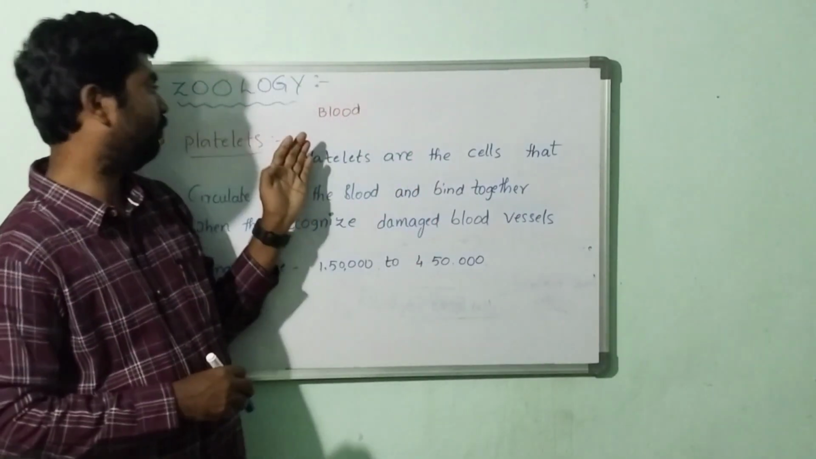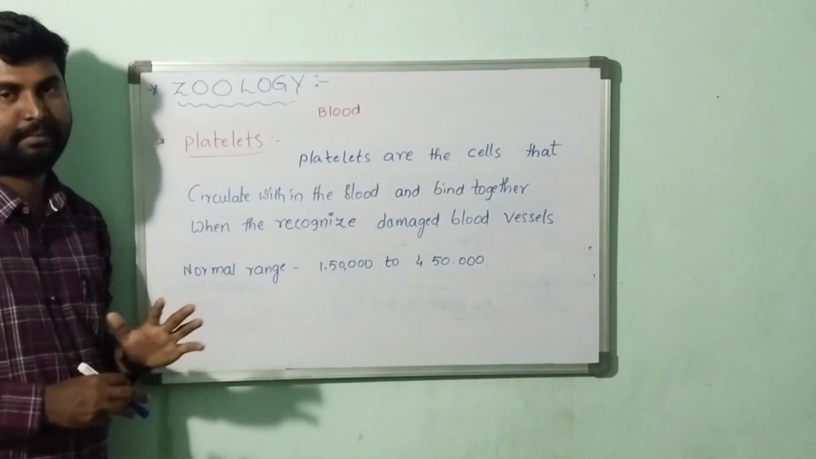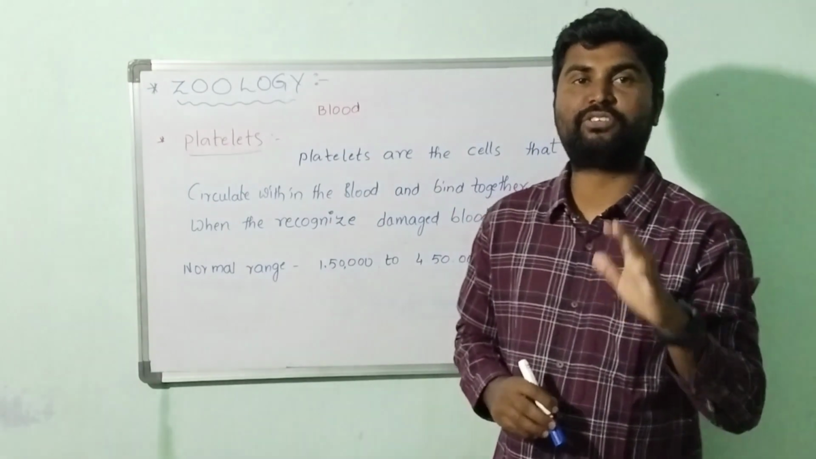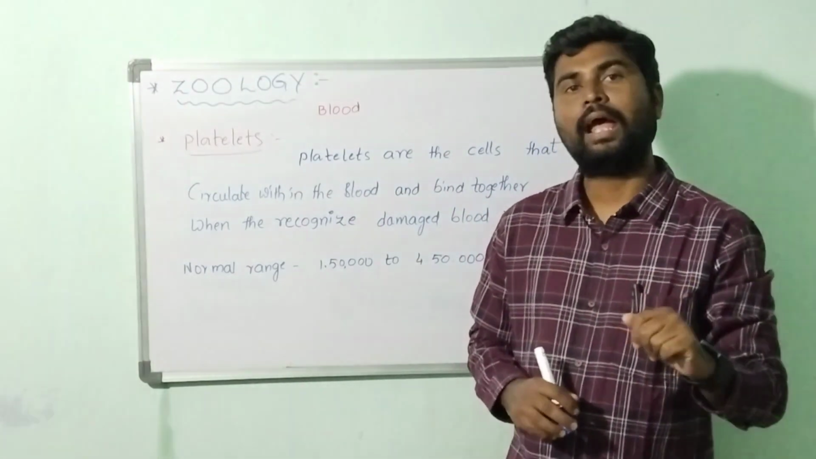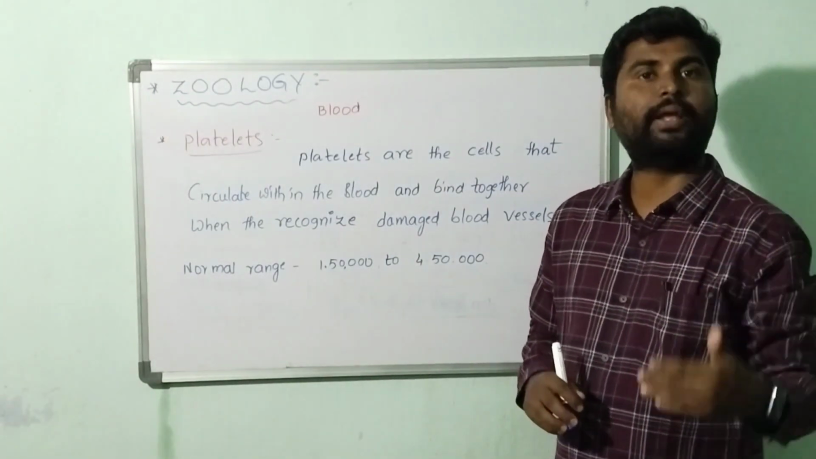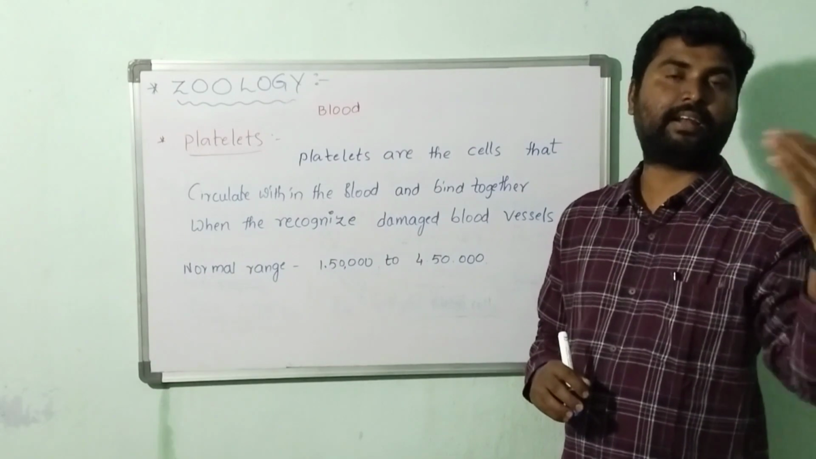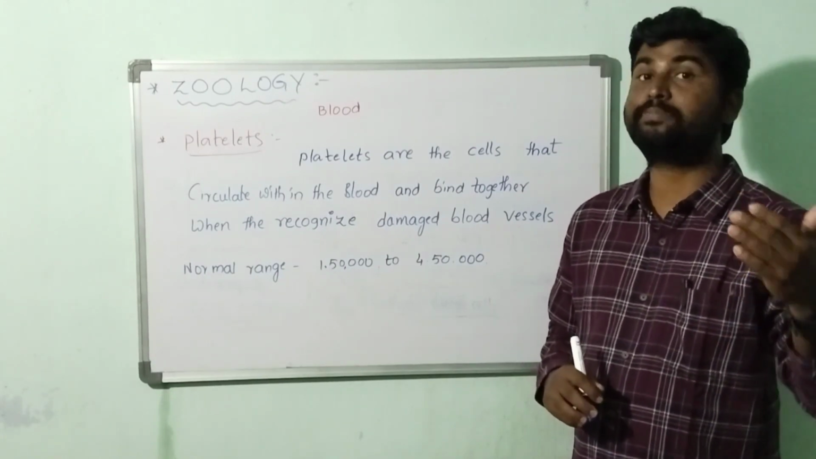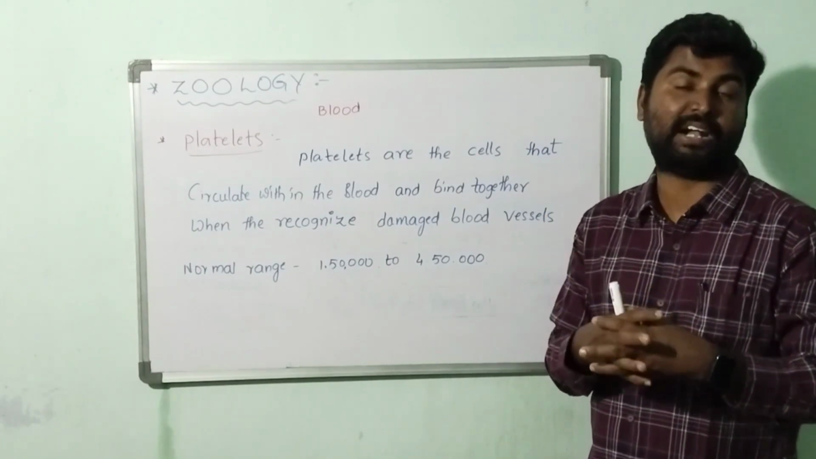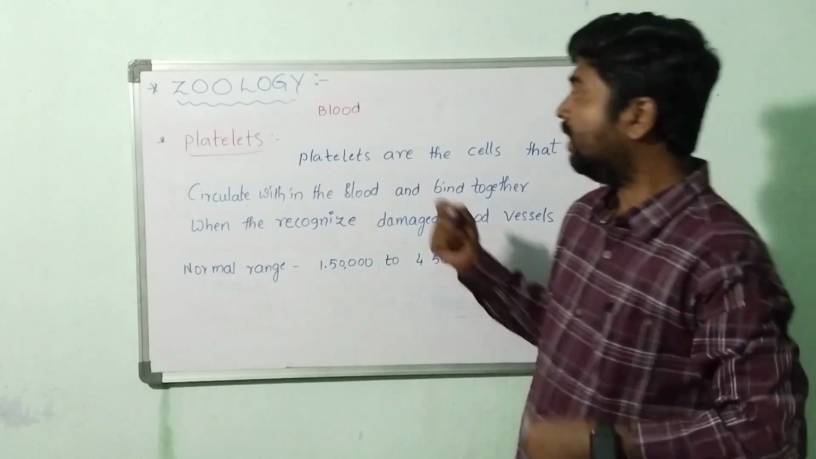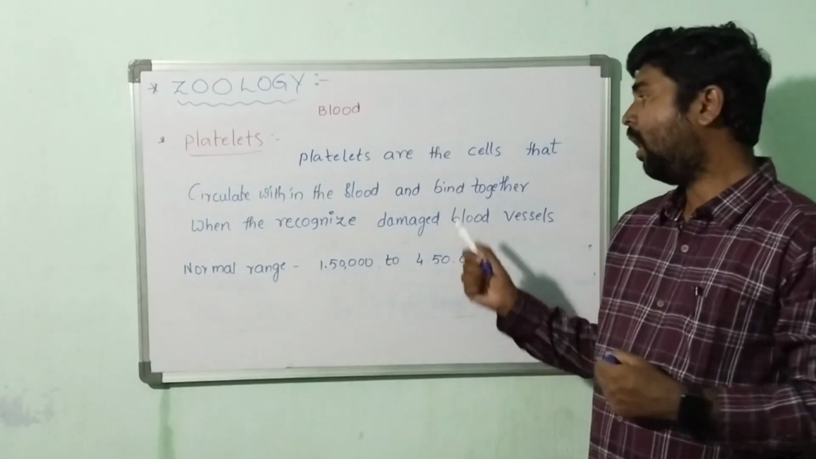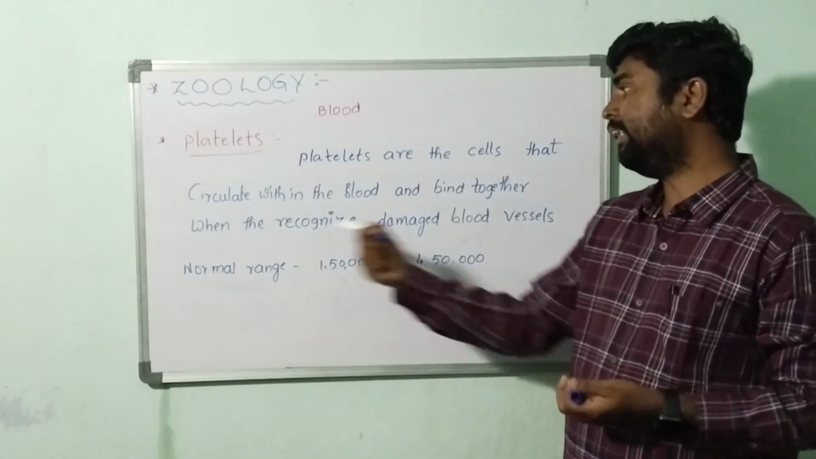So the last part of the blood is platelets. Platelets are very tiny microscopic structures which are present in the blood and circulate throughout the entire body. While circulating, when they recognize that some part of the blood vessels may be damaged, they go and fill the damaged part of the blood vessels.